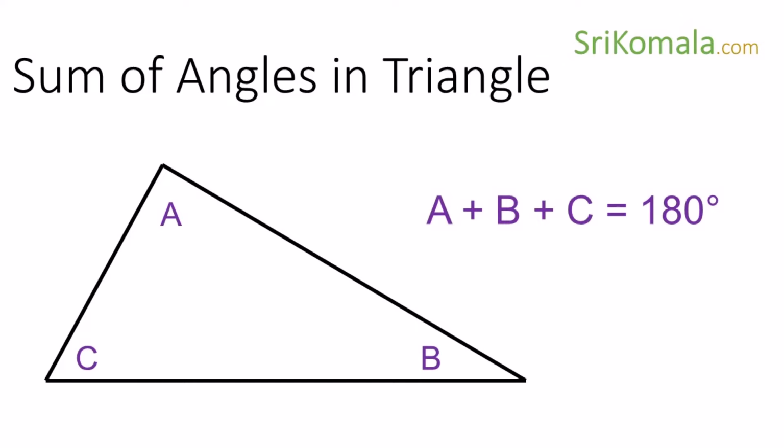Sum of angles in triangle, also known as sum of interior angles in triangles. This is because all the angles are located inside the triangle. The triangle shown here is a scalene triangle, or arbitrary triangle, or any triangle. We may already have known that the total sum of angles in a triangle is 180 degrees.